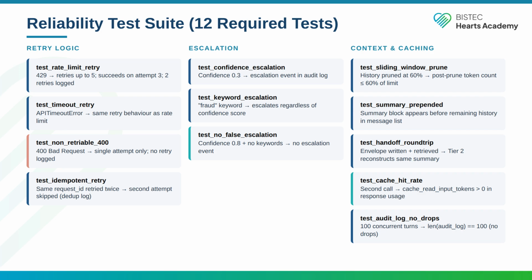the same summary. The final 2 tests are test cache hit rate, which verifies that cache rate in boot tokens is greater than 0 on the 2nd call, and test audit log no drops, which runs 100 concurrent turns and verifies that exactly 100 events appear in the audit log with no race conditions or dropped writes.